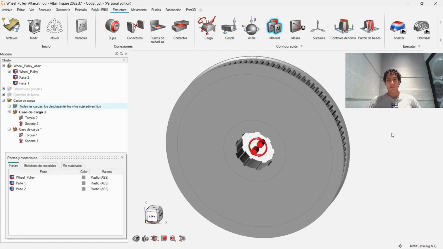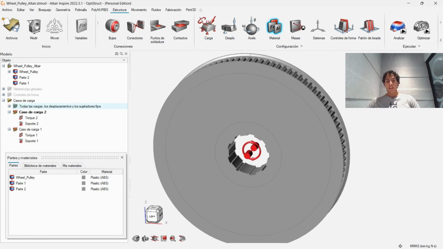This is my finished part with its loading conditions. For the FEM analysis, the general boundary conditions were the maximum torque the pulley will receive in both directions, and the fixed point where the pulley anchors. The maximum obtained torque is 24 newton meters.